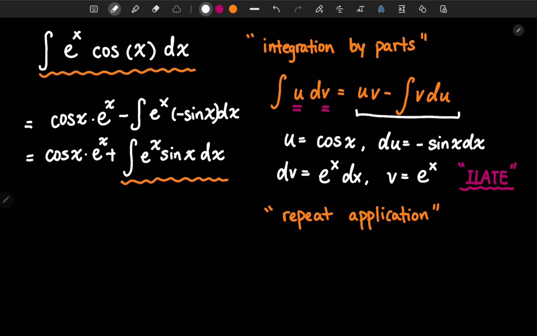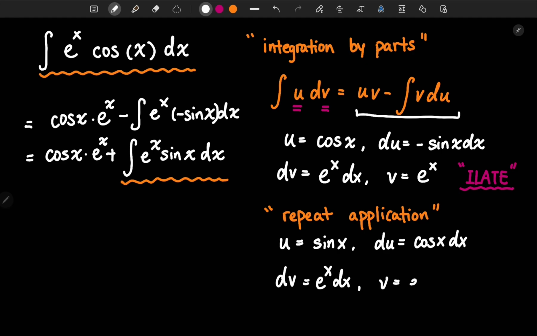So in this case, let's set u equal to sine x. Then du, which is the derivative of u, is cosine x dx. dv is going to be e to the x dx. And v is going to be e to the x. So it's very similar to the one we had on the top. The only difference is on top we have e to the x times cosine x. Here we have e to the x times sine x.